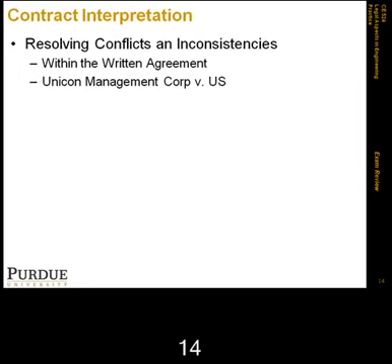The contractor did rely on a clause stated in the contract that in case of difference between drawings and specifications, the specifications shall govern. So this is what we call a precedence of documents clause.